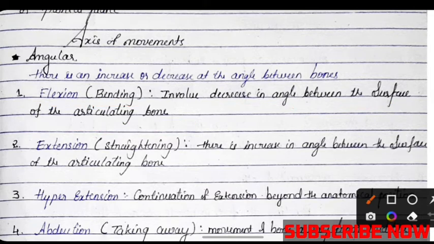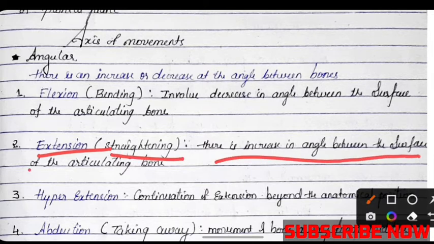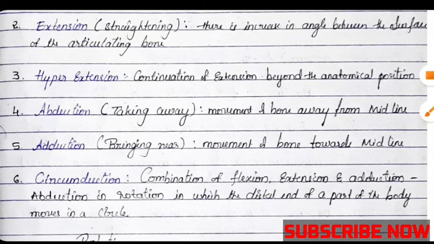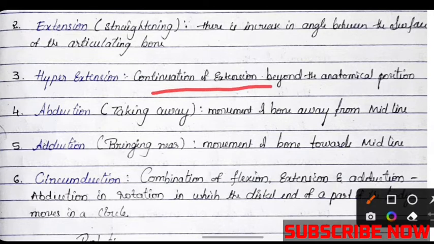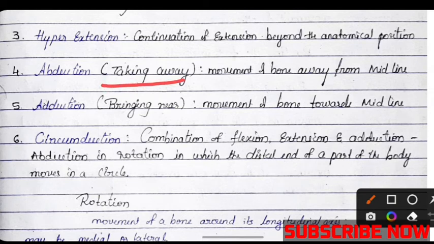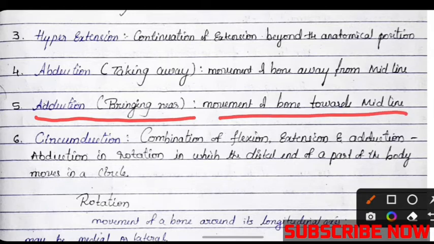Next comes the extension, that is straightening. There is an increase in the angle between the surfaces of the articulating bones. Third one is hyperextension, that is continuation of extension beyond the anatomical position. Fourth one is abduction, taking away, movement of bone away from the midline, that is from the median plane. Adduction, that is bringing near, movement of bones towards the midline, that is median plane.